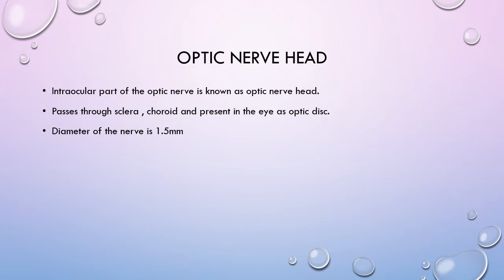Now, optic nerve head passes through the sclera. There is a scleral canal through which the optic nerve passes. So sclera has a perforation which is known as scleral canal. Optic nerve passes through sclera, then choroid, and is present in the eye as optic disc. Diameter of the nerve is 1.5 millimeter.